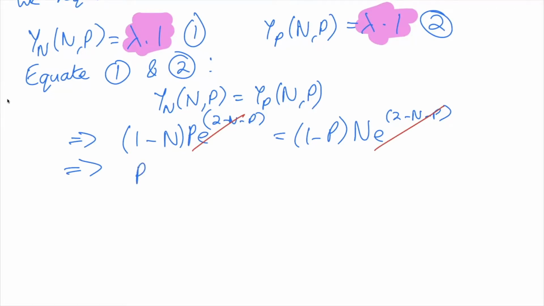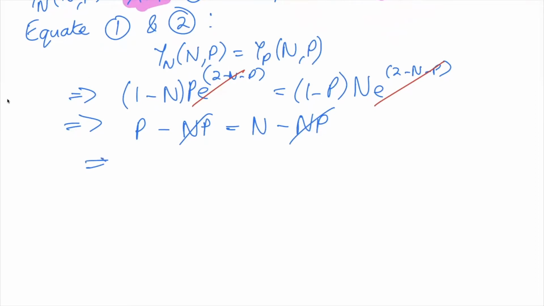We can also expand if we want to, so we're going to have p - np is equal to n - np. Likewise, the np's will both cancel, so we have p is equal to n.